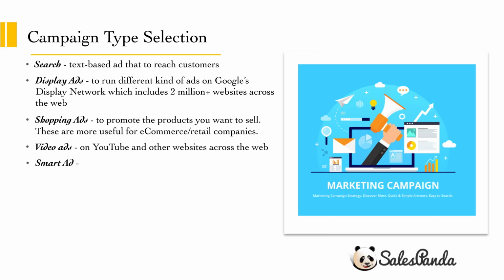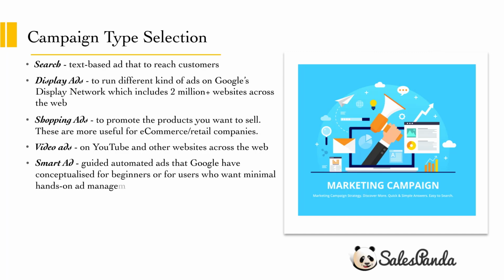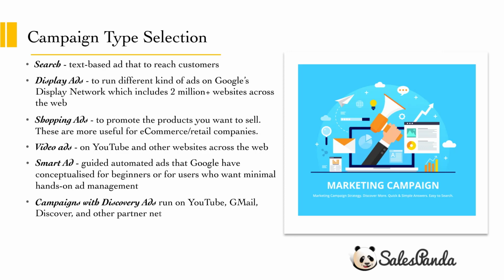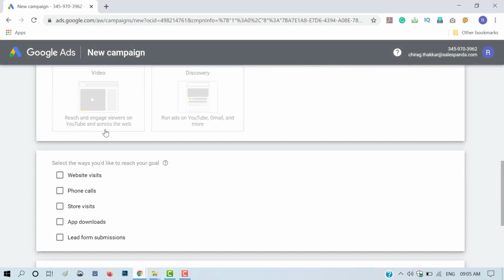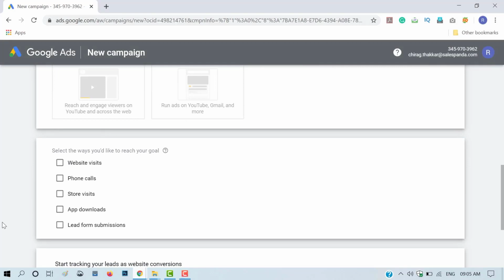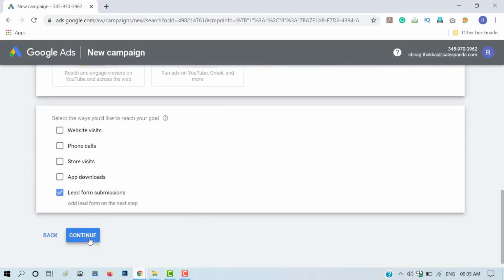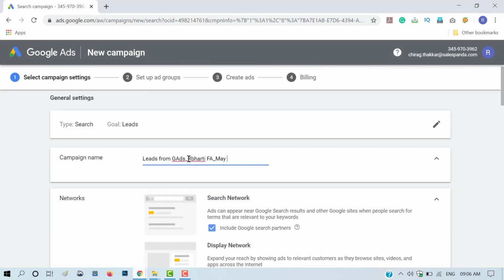Video ads help you engage and reach viewers on YouTube and other websites across the web. Smart ad campaigns are guided, automated ads that Google has conceptualized for beginners or for users who want minimal hands-on ad management. Campaigns with discovery ads run on YouTube, Gmail, Discover, and other partner network websites. Then, determine the action you want users to take when they see your ad. Click Continue. Name your campaign.